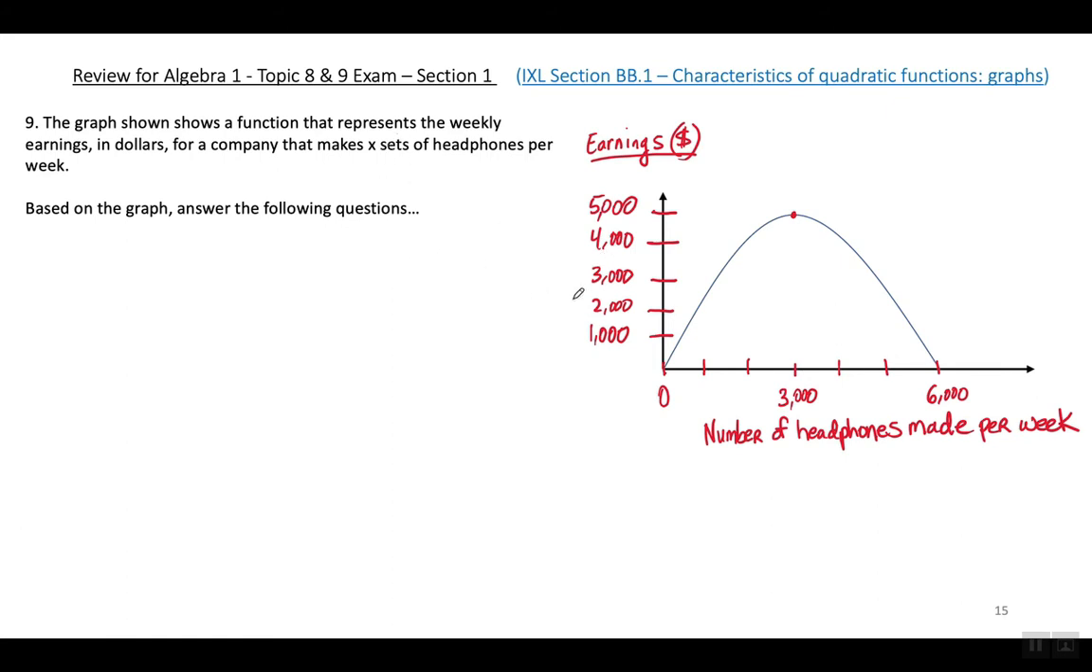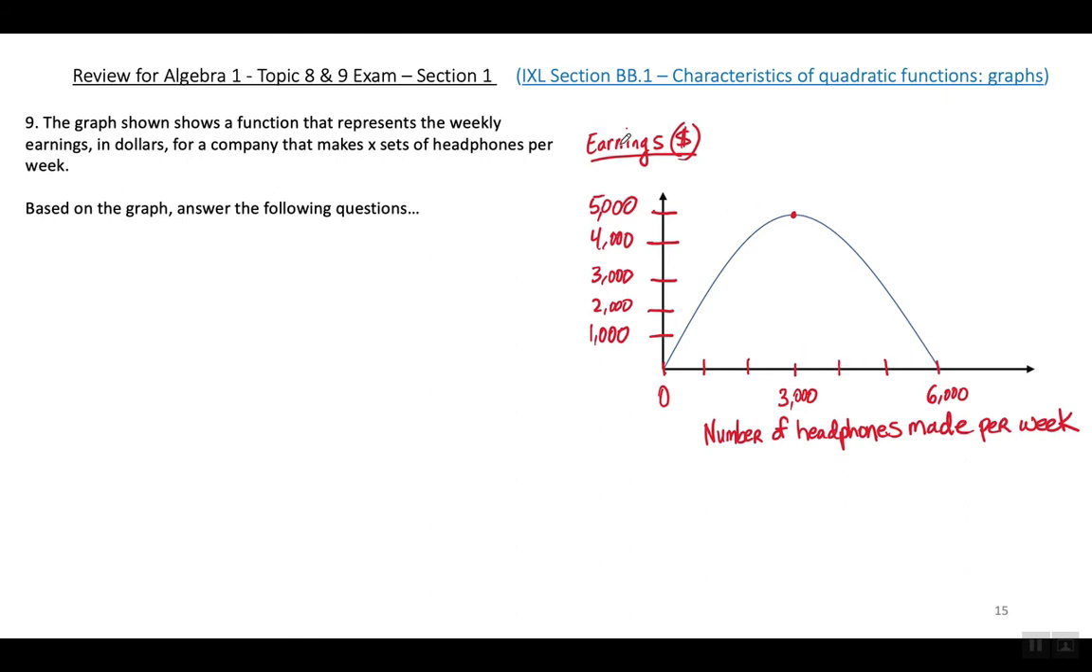So here's the question. The graph shows a function that represents the weekly earnings in dollars for a company that makes x sets of headphones per week. Based on the graph, answer the following questions. First of all, let's make sure we understand this graph. The x-axis is the number of headphones made per week. Right here, we're at 3,000 headphones per week. Each one of these hash marks is 1,000. This is 1,000, 2,000, 3,000, 4,000, 5,000, 6,000.